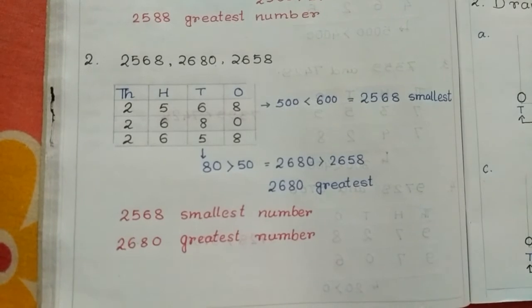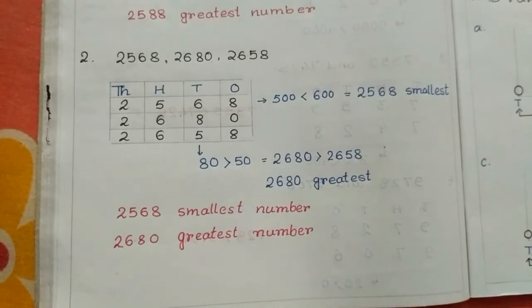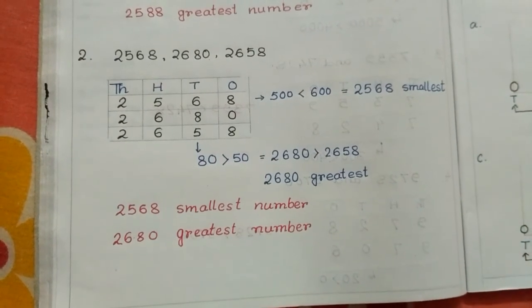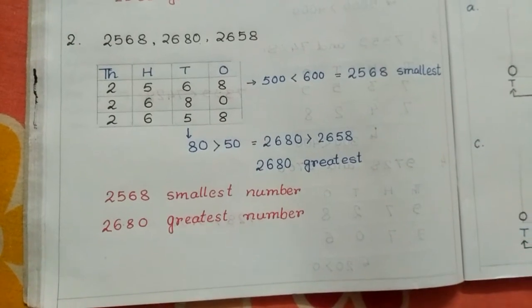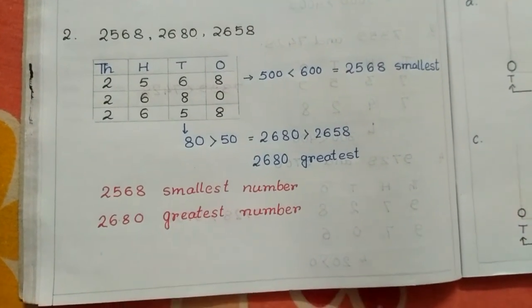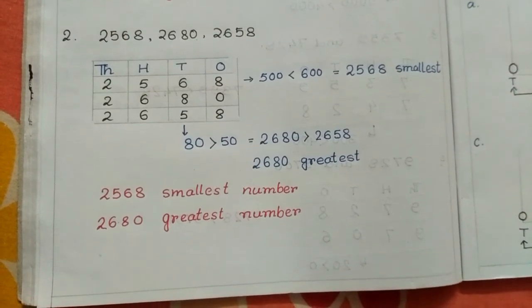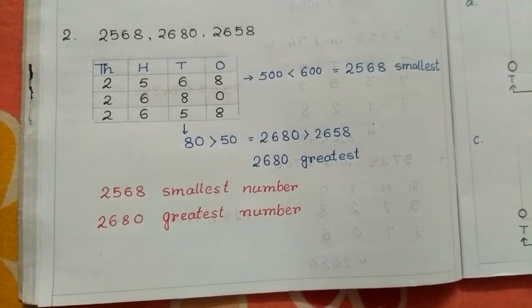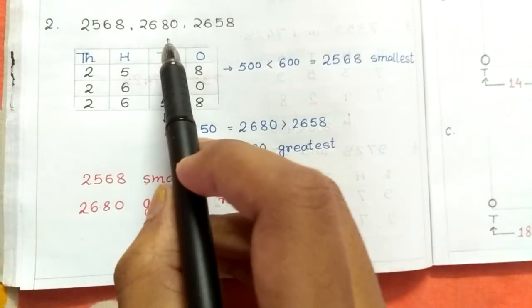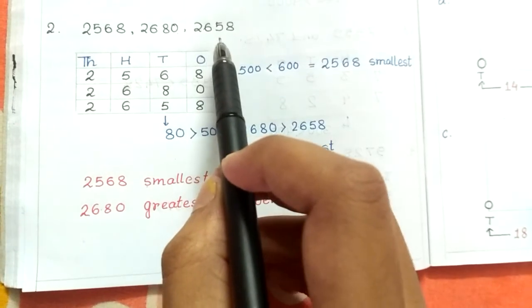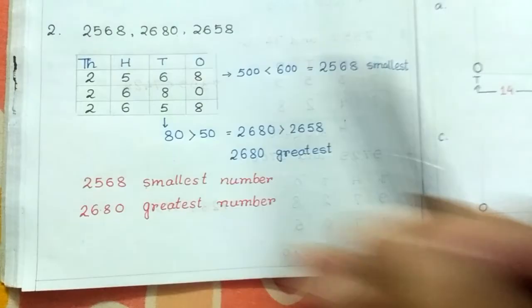Next example, and last example for this lesson. Listen and watch this video very carefully because it is a very important part of this lesson. First you can see that I have taken three numbers. We again have to compare between these three numbers. First 2568 and next one is 2680 and next 2658. So first I have put all these numbers in the segments.